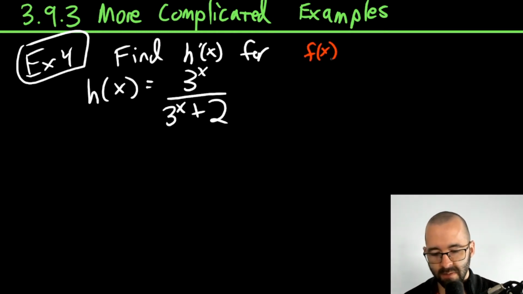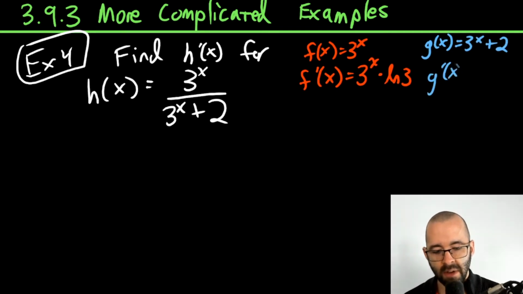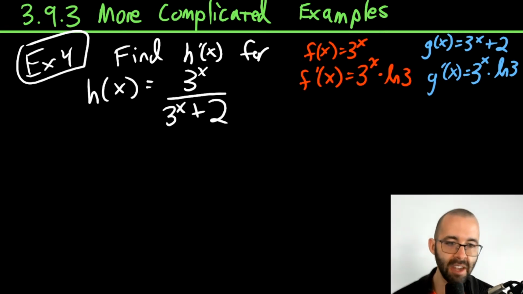So our top function, f, is 3 to the x. Its derivative, the derivative of any exponential function, is itself times the natural log of the base. And g is the denominator, 3 to the x plus 2. The derivative of any exponential function is itself times the natural log of the base. Derivative of 2, that's a constant, so the derivative of a constant function is 0. Derivative is the slope. So the slope of an exponential function is the function value times some constant, the natural log of that base.